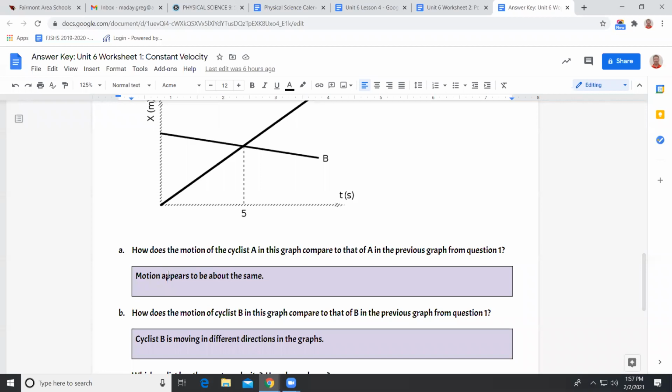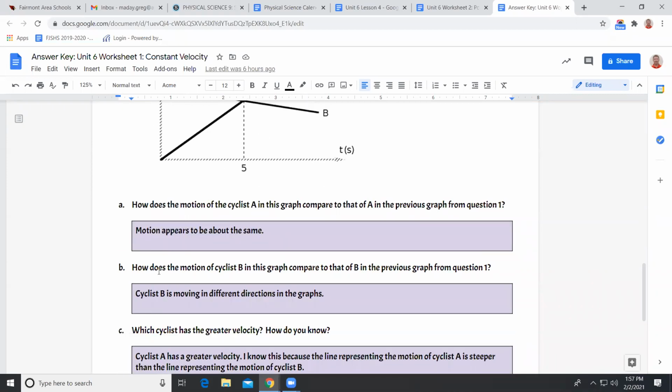Since the slope is the same, they have the same velocity. Since they're both a positive slope, they're traveling in the same direction. So in this case, the motion just appears to be the same. And then B, the question asks, how does the motion of cyclist B in this graph compare to that of B in the previous graph from question 1?